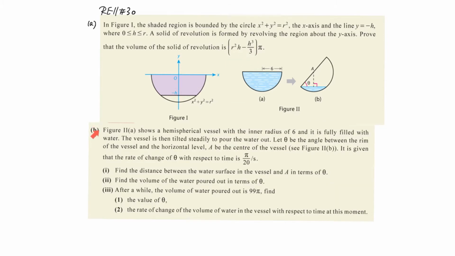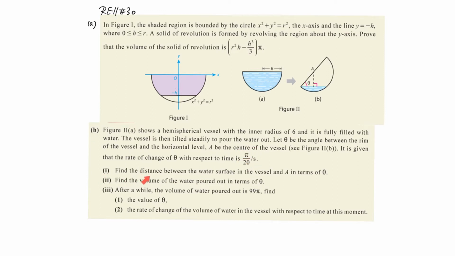Okay, part B. Now, this figure shows a hemispherical vessel with radius 6 units full of water, and the vessel is tilted steadily to pour out water. So this water remains in the vessel. And theta is the angle between the rim of the vessel and the horizontal level. A is the center. And the rate of change of theta with respect to time is pi over 20 per second.